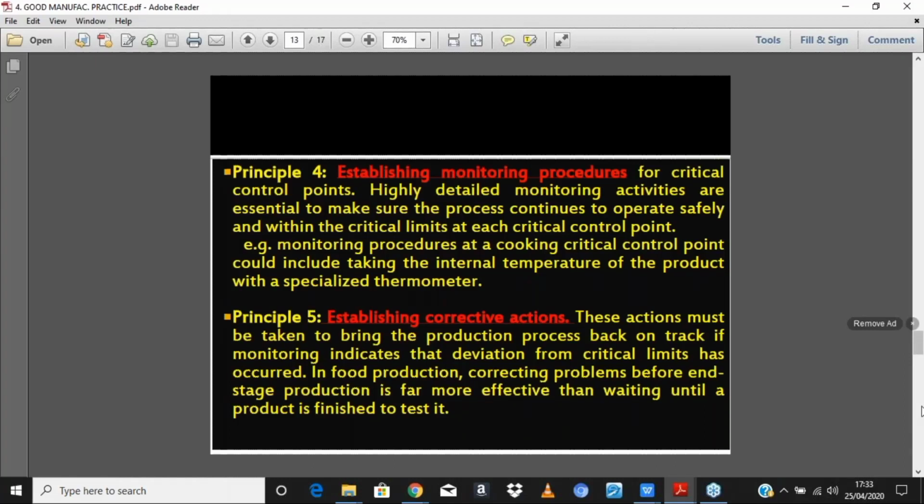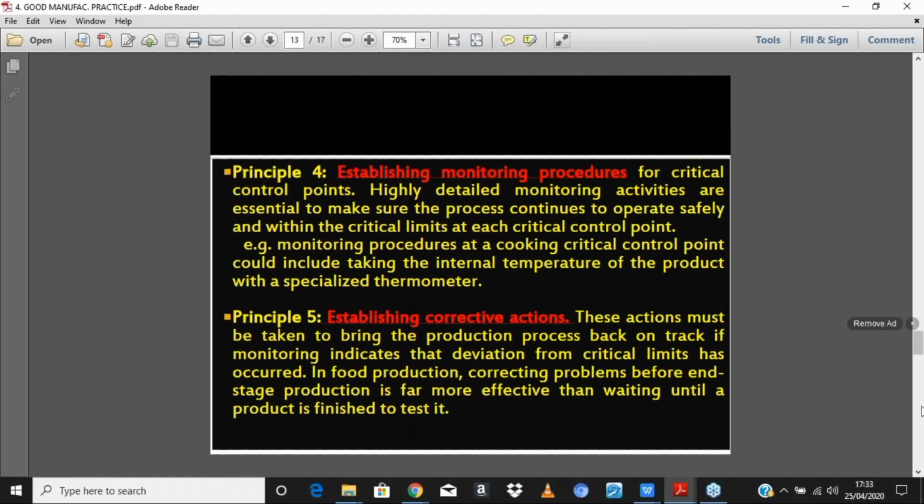Establish monitoring procedures for critical control points. Highly detailed monitoring activities are essential to make sure that the process continues to operate safely. Monitoring procedures at the cooking critical control point could include taking the internal temperature of the product with a specialized thermometer. So establish monitoring procedures, then establish what we call corrective action.